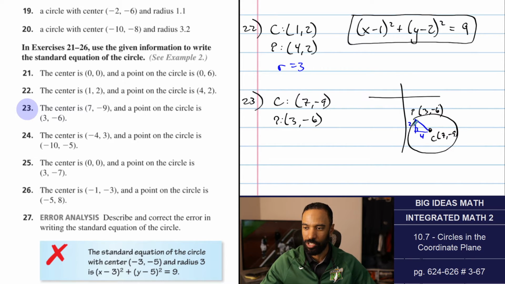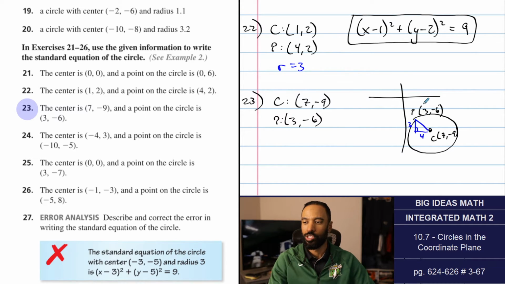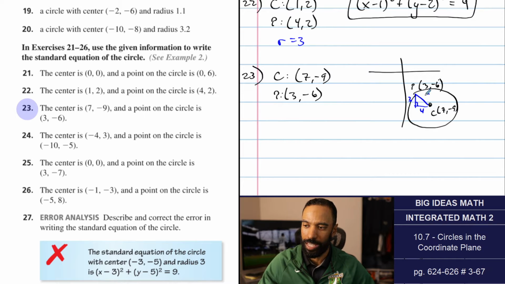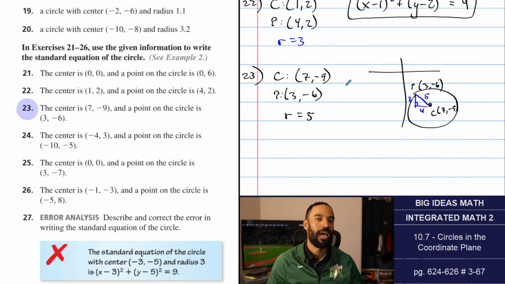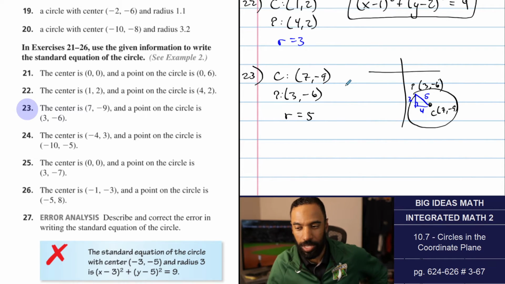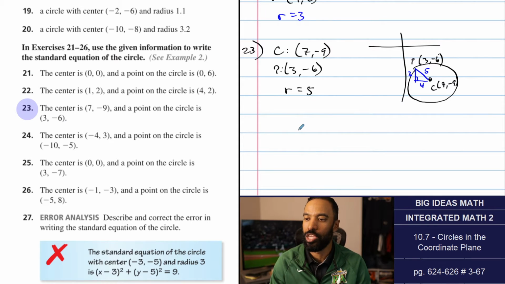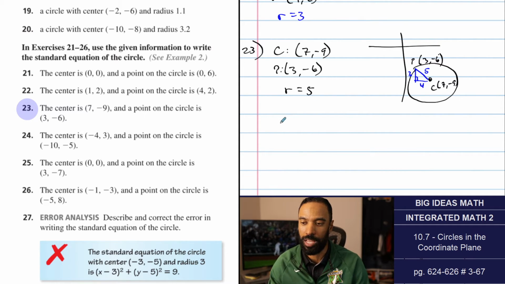From -9 to -6, that distance is 3, that's y. So 3 squared plus 4 squared equals 5 squared. That's a Pythagorean triple, so your radius is 5 in this case. No, I did not show work. I will not show work for Pythagorean triples. They are things that we had covered in the past. You can try it with Pythagorean theorem, and that's what you'll get.